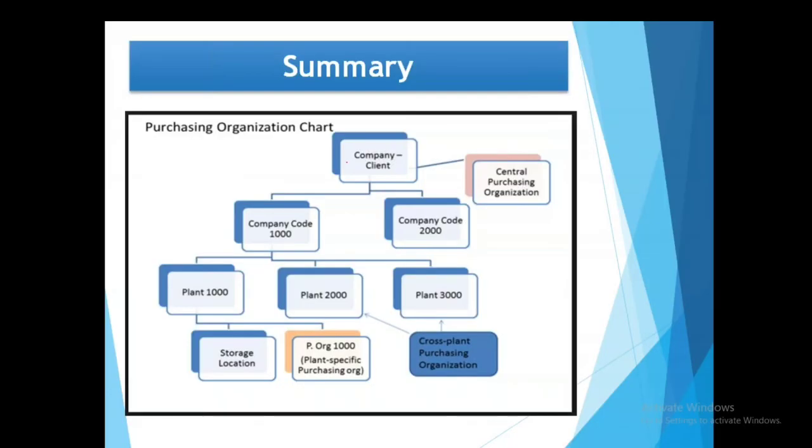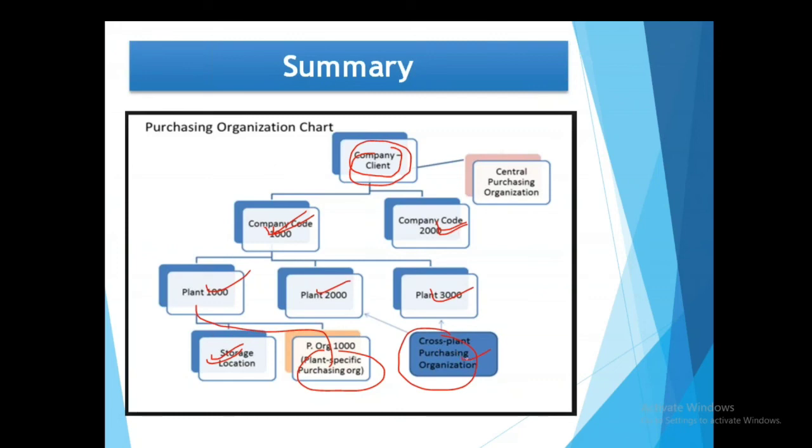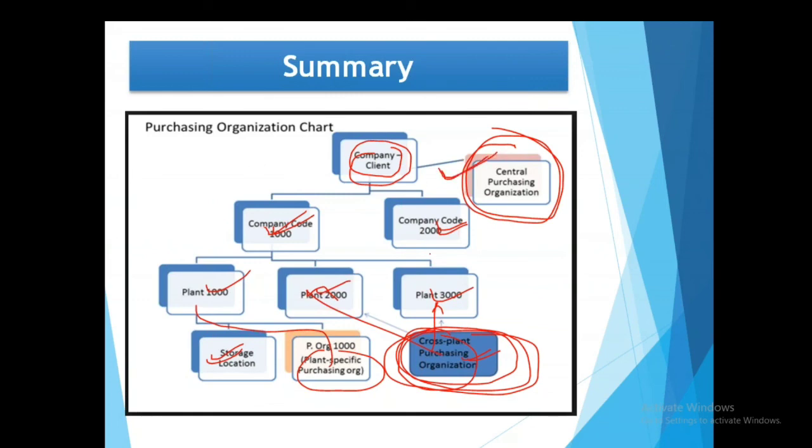First we will have the client. Under the client, you will have the company codes. Under the company code, you see there are three plants. Under the plant you will have storage locations. Coming to our purchasing organization, you can have plant specific or cross plant purchasing organization. If you create a purchasing organization which takes care of purchasing of plant 2000 and plant 3000, then this will become a cross plant purchasing organization. Or you can also have a central top level purchasing organization, that is also possible.